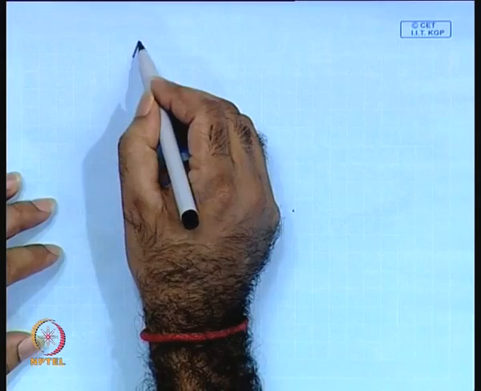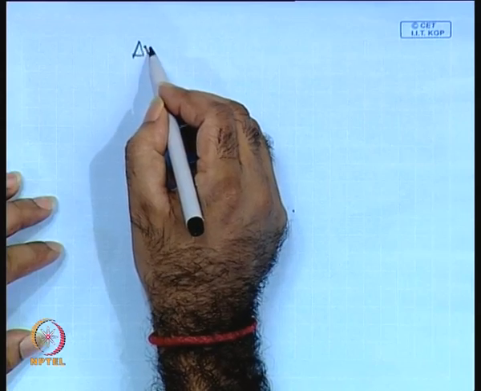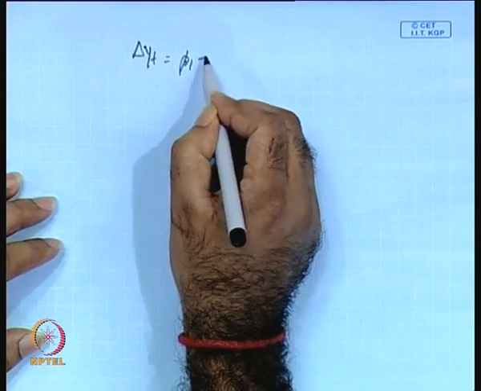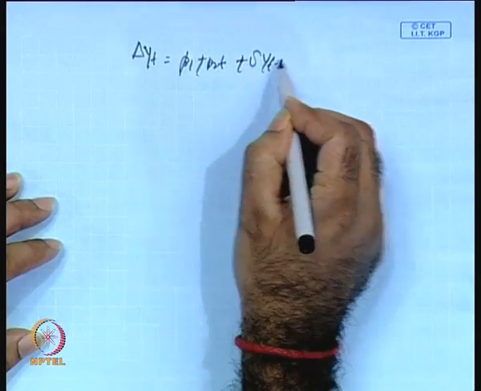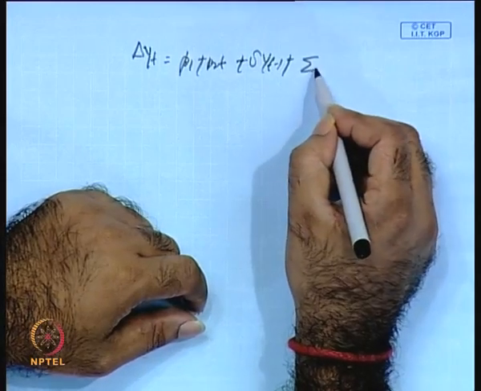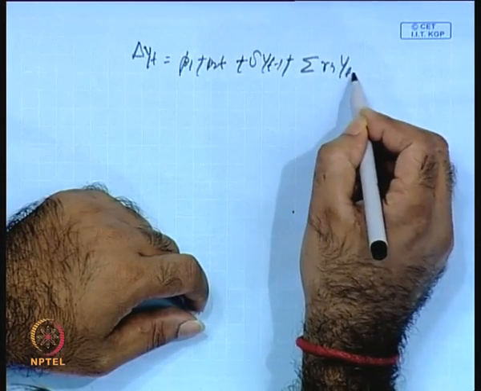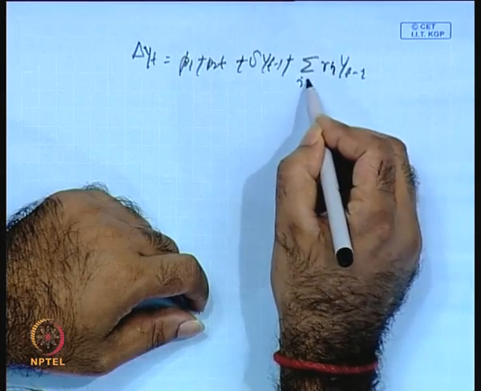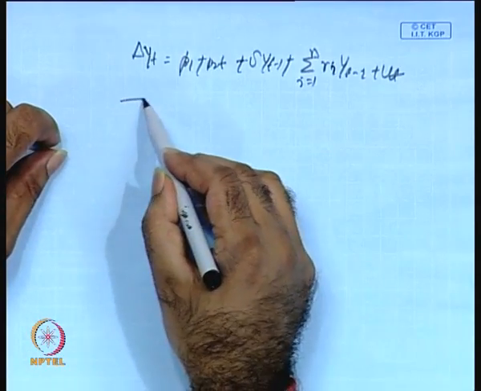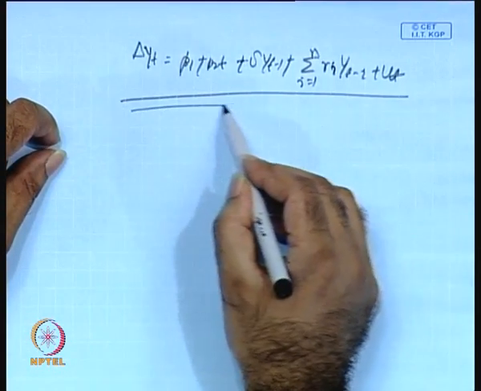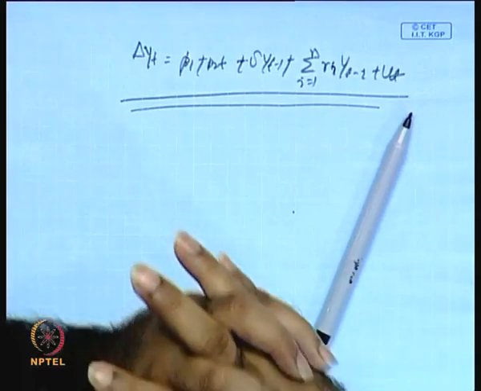So, here the specific form of the ADF statistic is like this: delta y t equal to beta 1 plus beta 2 t plus delta y t minus 1, plus summation gamma i delta y t minus i, i equal to 1 to n, plus u t. Okay. So, this is the typical framework of the augmented Dickey-Fuller test.